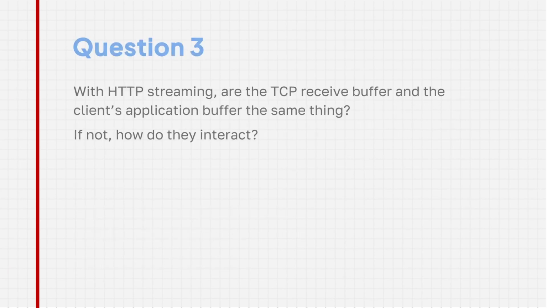Okay. Now question 3. I think question 3 is quite simple. So suppose that we stream, instead of using UDP, we use HTTP. Then there's something called a TCP receive buffer. Is the TCP receive buffer the same thing as your client application buffer?